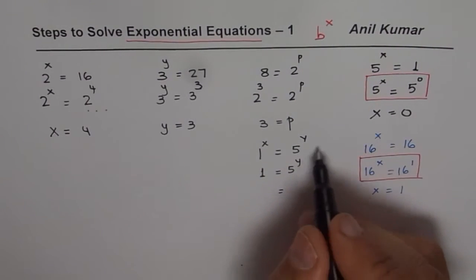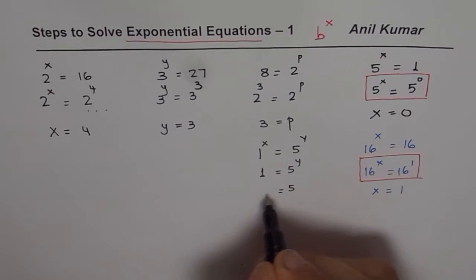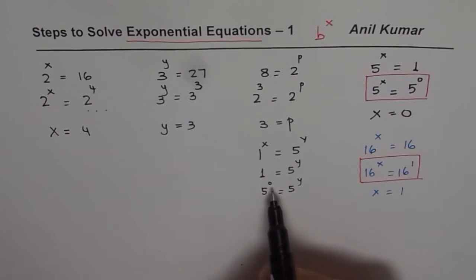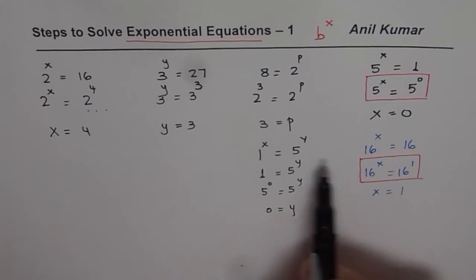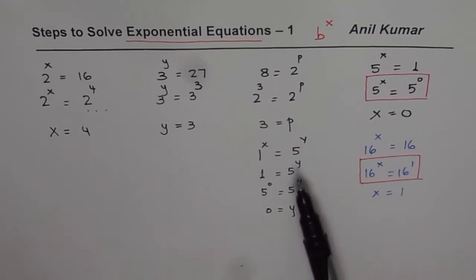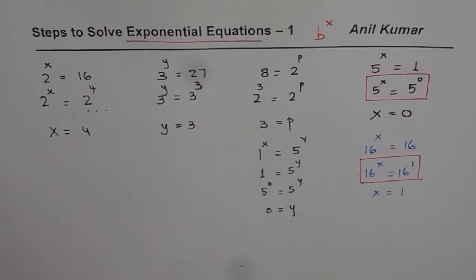I should have used some other base anyway. Anyway, you get the idea, right? So it is 5 to the power of y. To get 1, I have to write 5 to the power of 0, right? Well, anything to the power of 0 is 1. So again, what you get here is y equals 0, right? So these are kind of variations to the normal, but easy equations once you understand the concept. Anything to the power of 1 is the number itself, and anything to the power of 0 is 1.